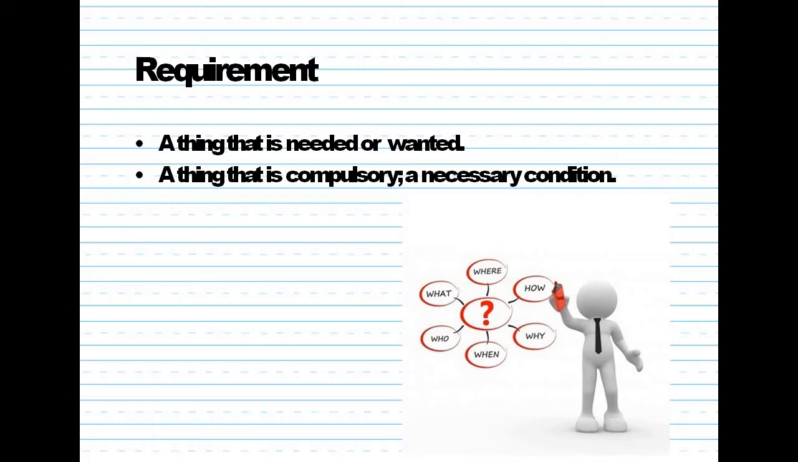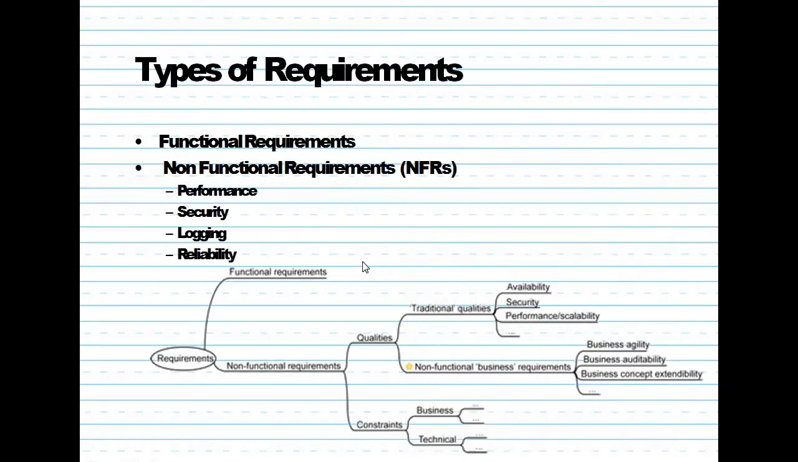A thing that is needed or wanted is a requirement. A thing that is compulsory or a necessary condition is known as a requirement. Now, as shown in the figure, requirement is what, where, how, who, when and why. All are the questions related to the requirement of software engineering. So now, in the next slide, we will read about the types of requirements.